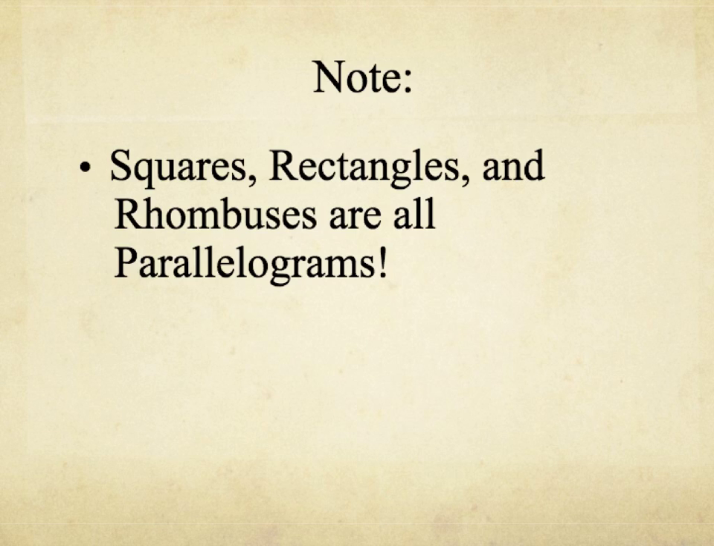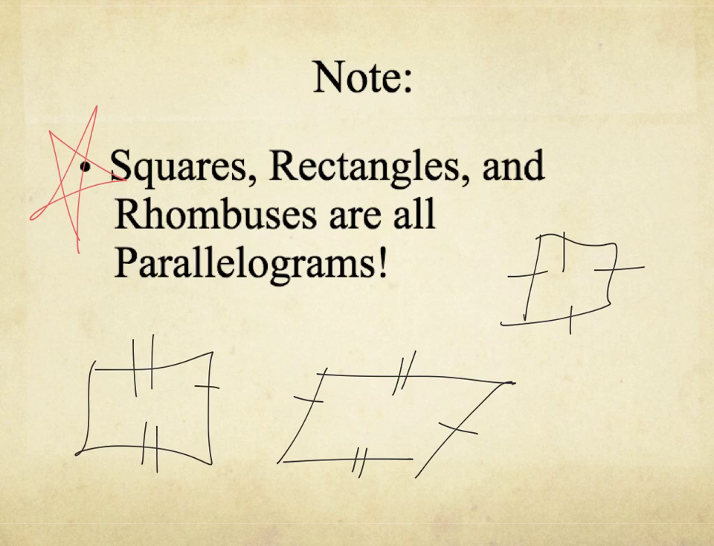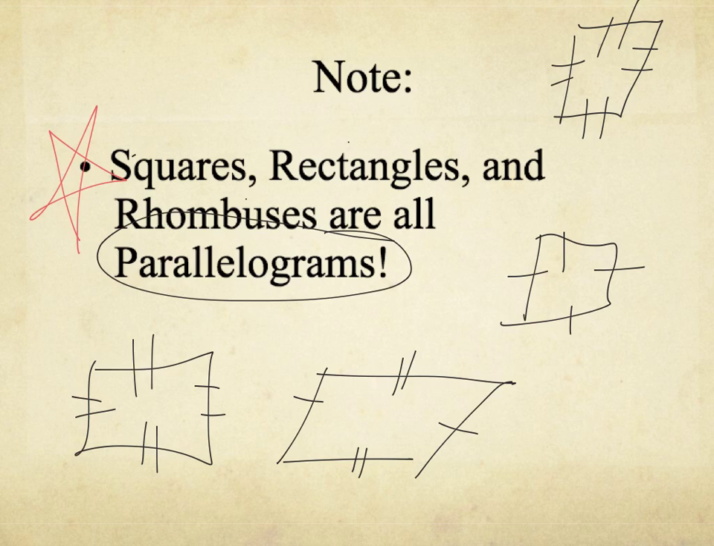Note, this is so important, and we talked about this last week. Squares, rectangles, and rhombuses are all parallelograms. They all have 4 sides, and the only requirement to be a parallelogram is that you have 2 sets of congruent sides. A square has 2 sets of congruent sides. A rectangle has 2 sets of congruent sides. And a rhombus has 2 sets of congruent sides. So all of these 3 shapes are all considered parallelograms.